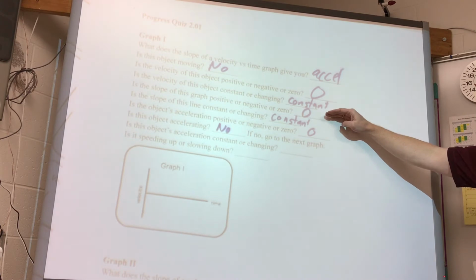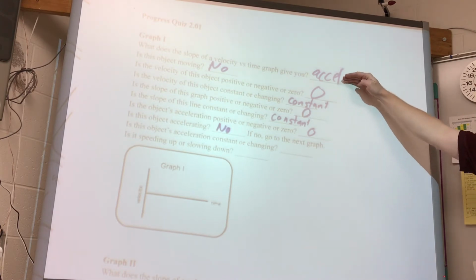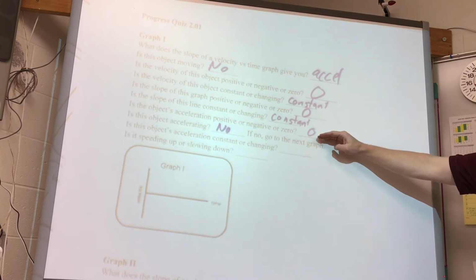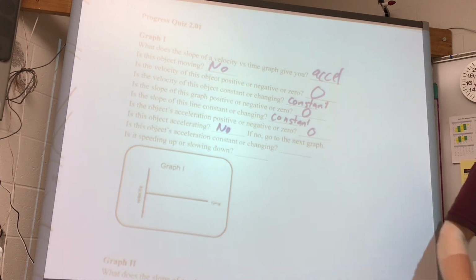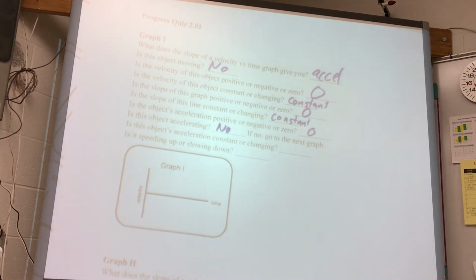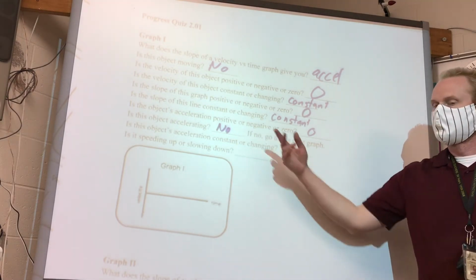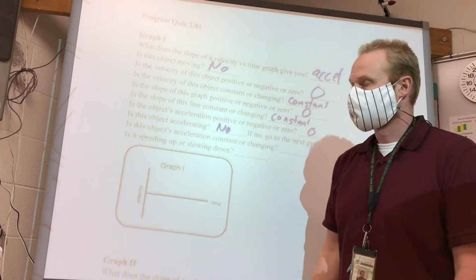Because the slope is 0, the acceleration is 0, because slope is the acceleration. So my slope is 0, my acceleration is 0. And if we say that my velocity is constant, we can say my object is not accelerating, and then we can move on. Questions on that one?